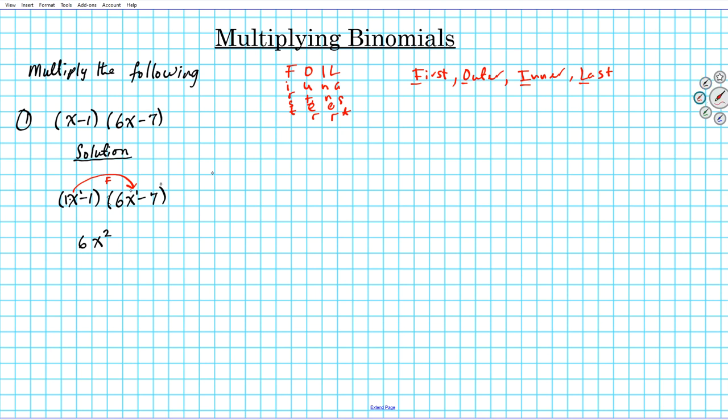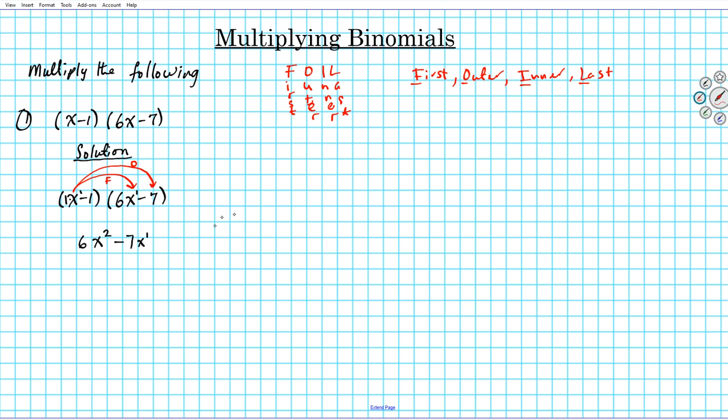And then we're now going to go outer. You take this first term, this 1x to the first power, and multiply it by the outer term. Okay, so that's outer. What is 1x to the first times negative 7? 1, the coefficient here, times negative 7 is negative 7. And then since there's no variable here, it's like x to the 0, so you just bring down the other variable, x to the first power. So x to the 1 times x to the 0 is x to the 1. All right, so that's our first and outer.